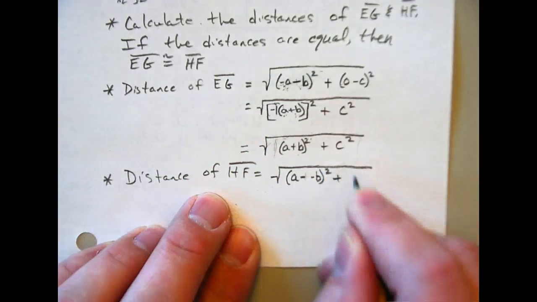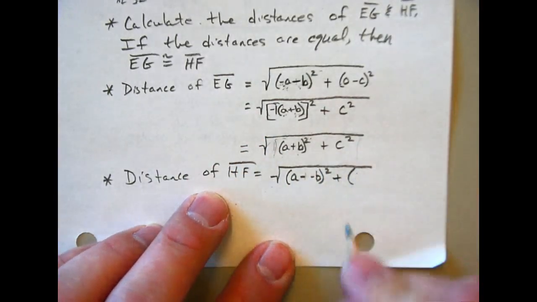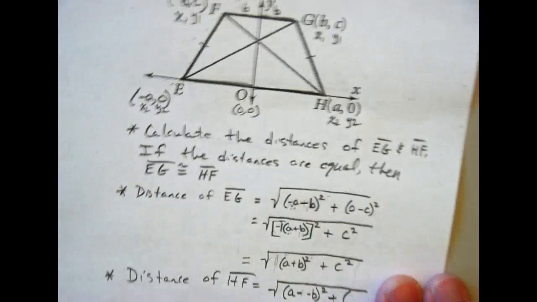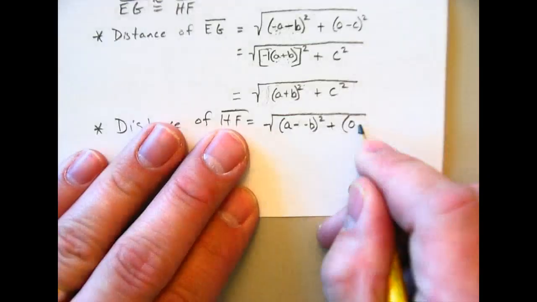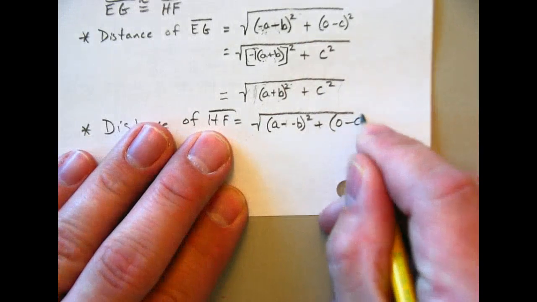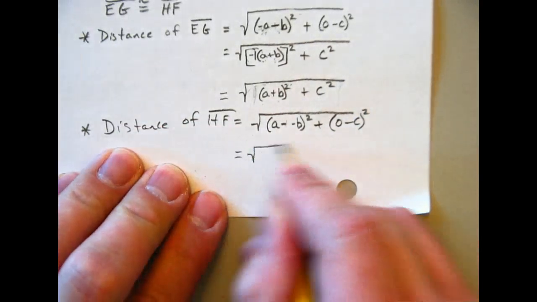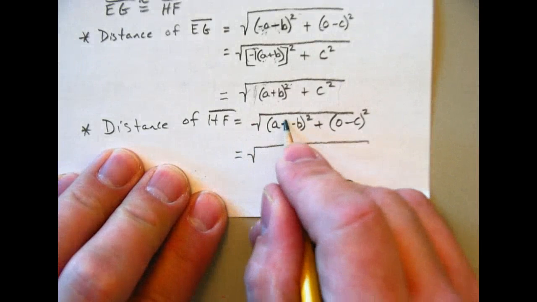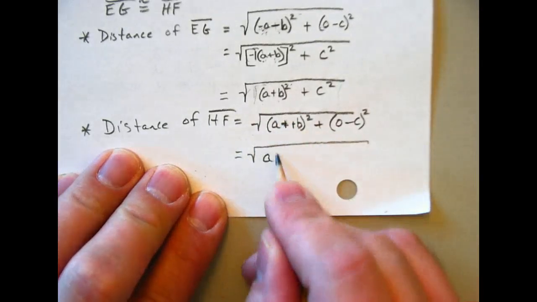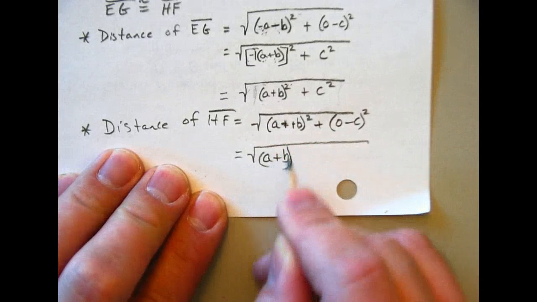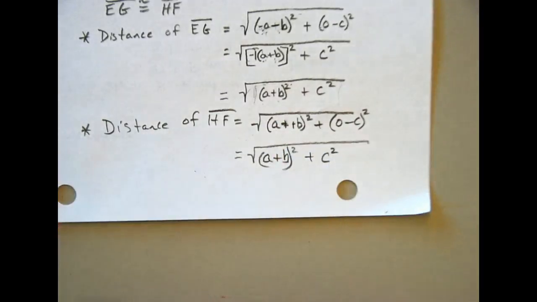Okay, plus, what's y2? C. No. Y2 is 0. Y1? C. Okay, we square that. That becomes a plus, right? Two negatives make that positive, so we get a plus b squared and c squared. Hey, distances are the same.